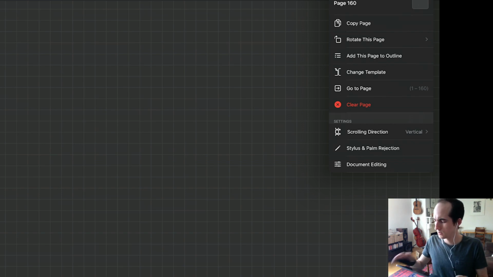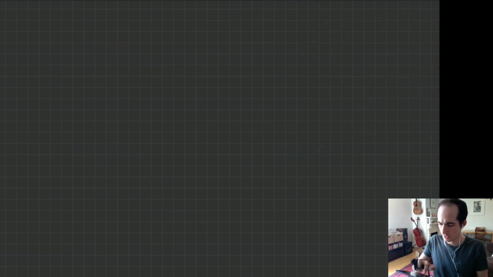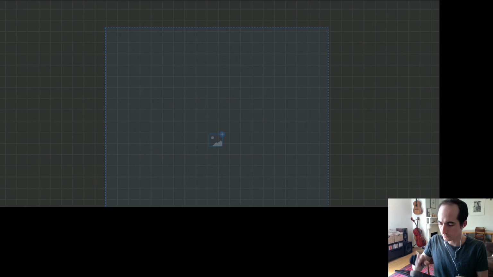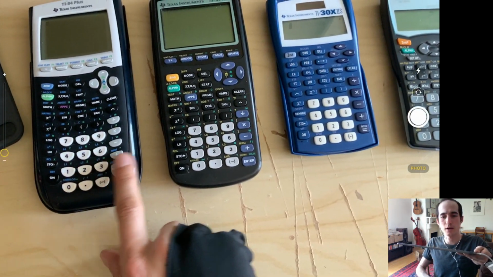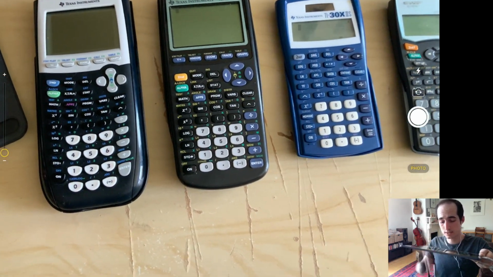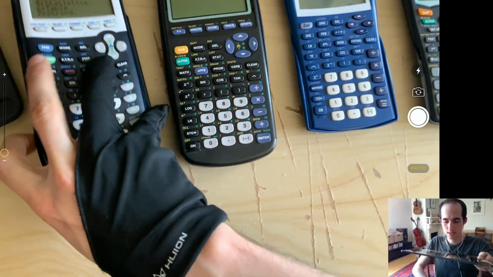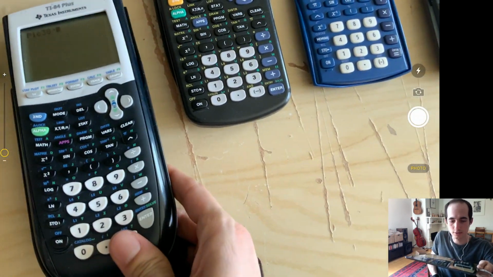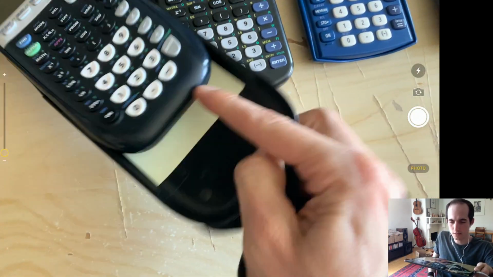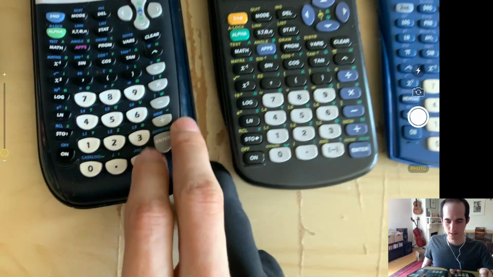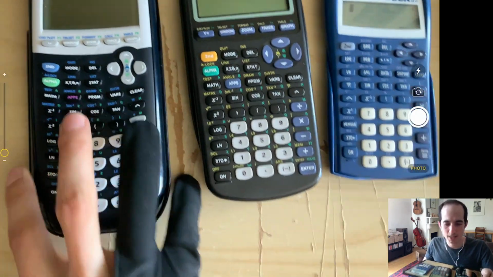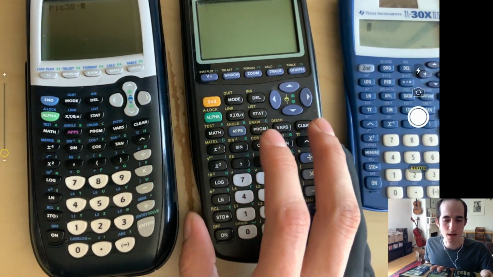I went into school yesterday, I think, and I picked up a whole bunch of my calculators. So I've got 2 of these graphing calculators. This one actually doesn't belong to me. This one belongs to, wait for it, Miss Bray. It even says so. I stole it from her. Just kidding, I didn't steal it, but I did borrow it.